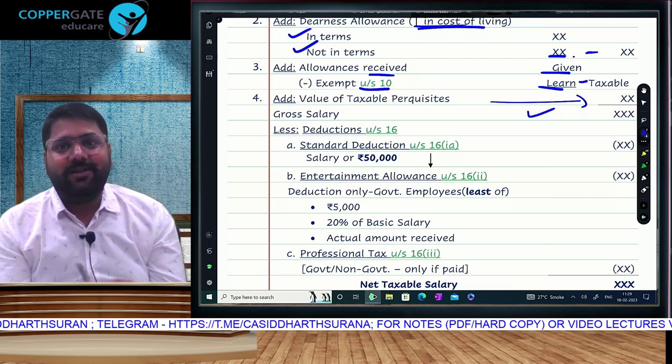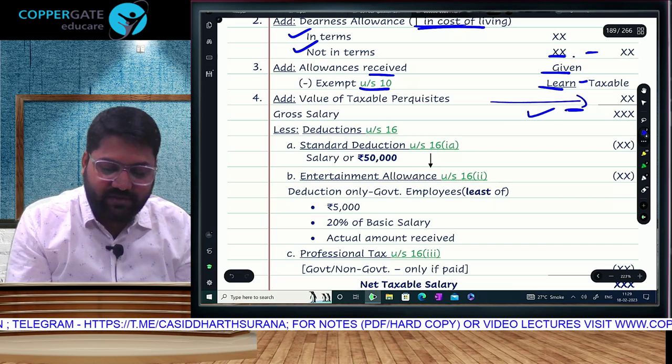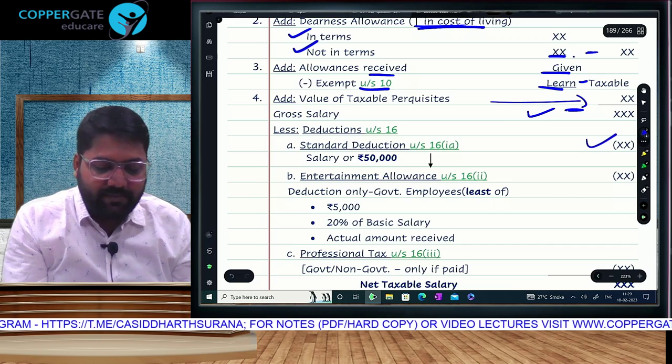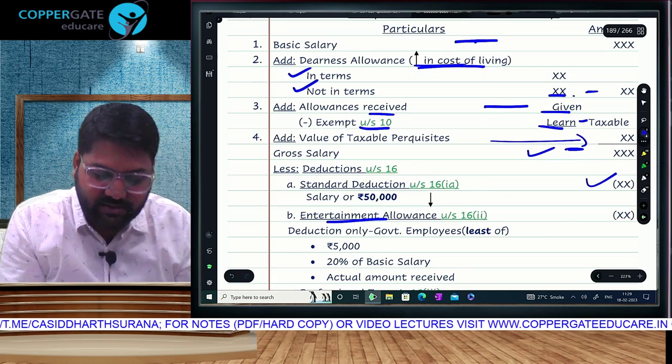Now everything will fall in place. Standard deduction: the actual salary or 50,000, whichever is lower. Entertainment allowance deduction is only for government. So, look, entertainment allowance will come here first of all because it is an allowance.